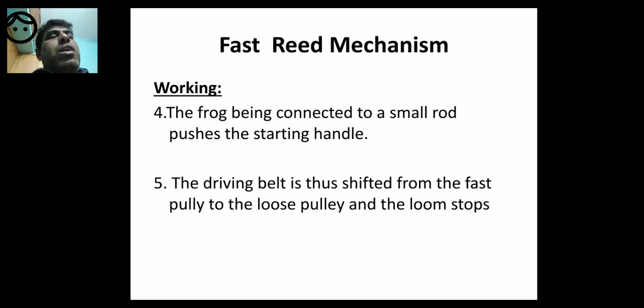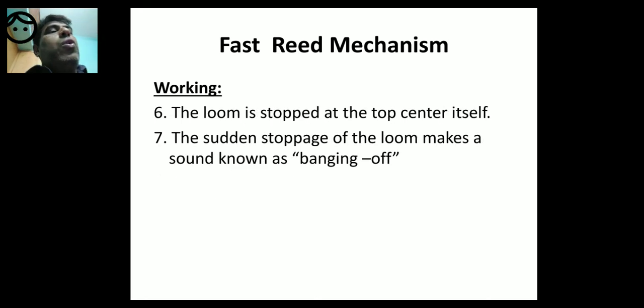These are some points. When the starting handle moves from on position to off position, the driving belt is shifted from the fast pulley to the loose pulley and the loom stops. The loom is stopped at the top center itself.